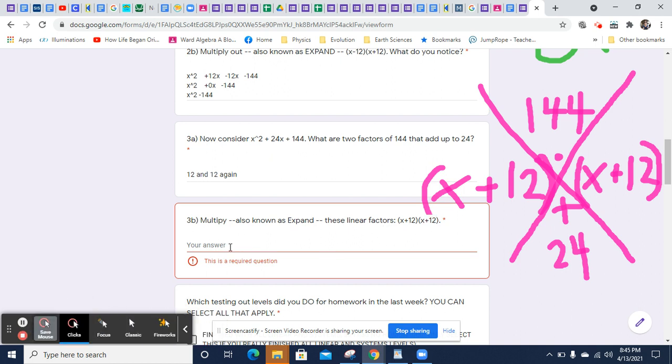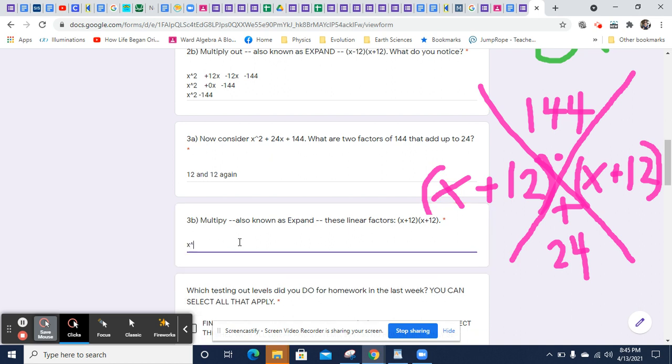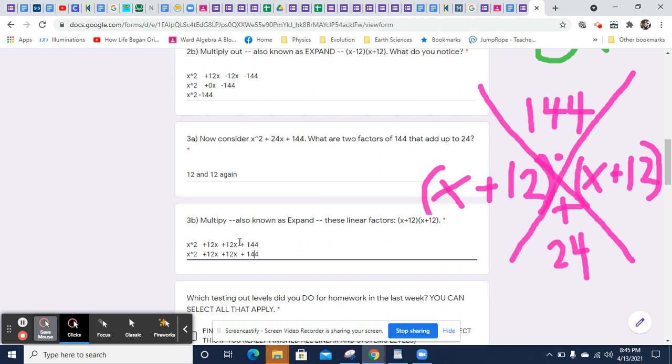Okay, so we got x plus 12 times x plus 12, and you might predict that it's going to equal x squared plus 24x plus 144, but let's confirm it for sure. x times x will be x squared. x times 12 will be plus 12x. 12 times x will also be plus 12x. And 12 times 12 will be 144. All right, so really I've got a 2 times 12x going on here because there's two of them.